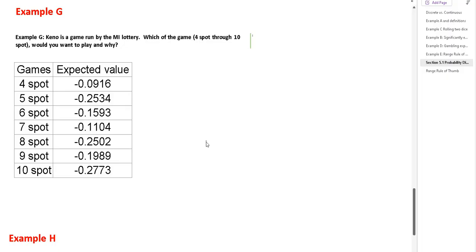The Michigan Lottery runs a Keno game. And I'm not going to explain Keno now, but I went through and I calculated the expected values. Now, when you're playing Keno, you can choose to try and match 4 numbers, 5 numbers, all the way up to 10. Here's the expected values. Which spot looks like the best one to play if you were going to play the game?